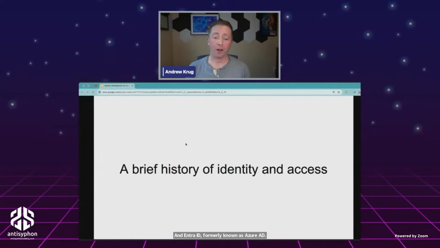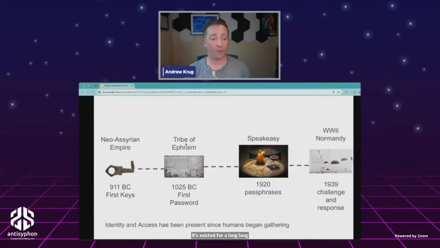So, just a quick history of identity and access management. We didn't always call it identity and access management. It's existed for a long time, right? The original concepts of access management went all the way back to 9/11 BC. They found the first key for a door. And that was a long time ago.